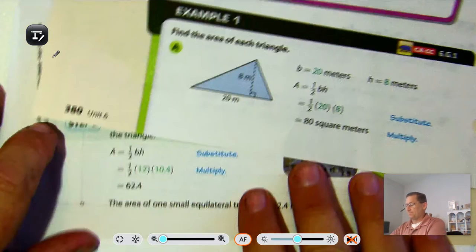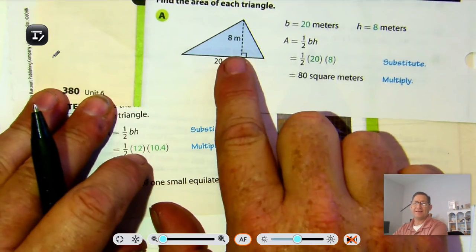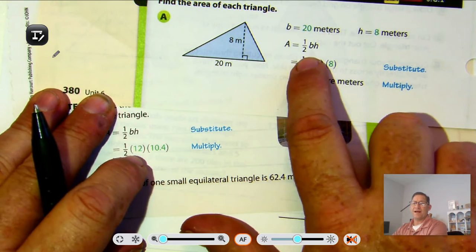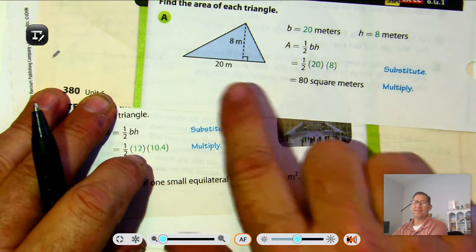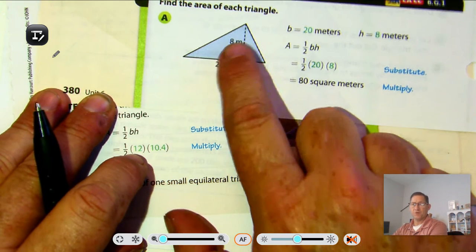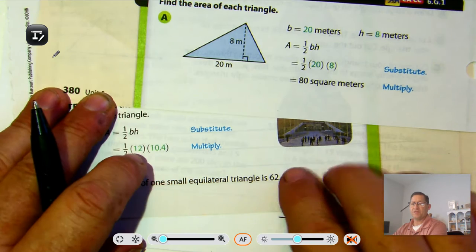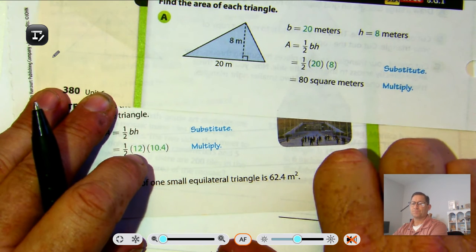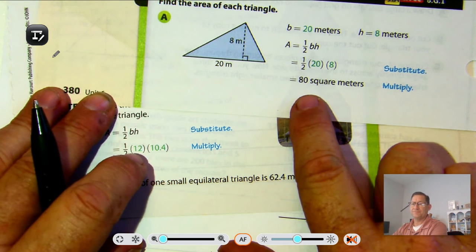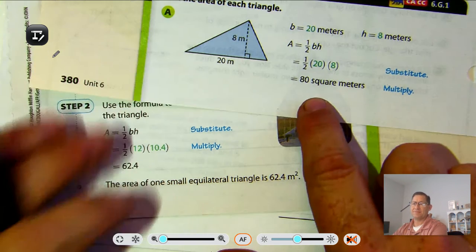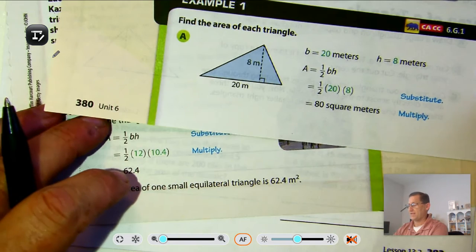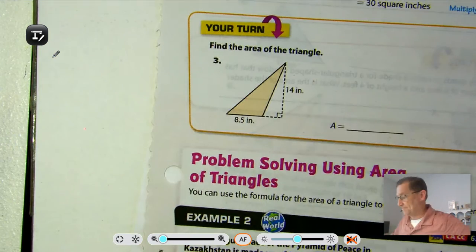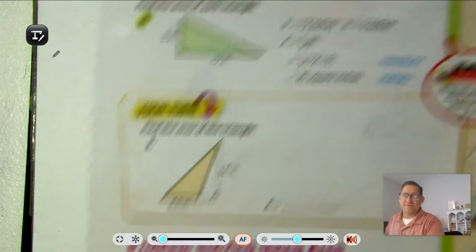So here we're given a base of 20 and a height of 8. So we have the formula, 1/2 the base times the height. We're going to substitute the known dimensions and solve the equation. Half of 20 times 8. Well, half of 20 is 10, and 10 times 8 is 80. Simple as that.